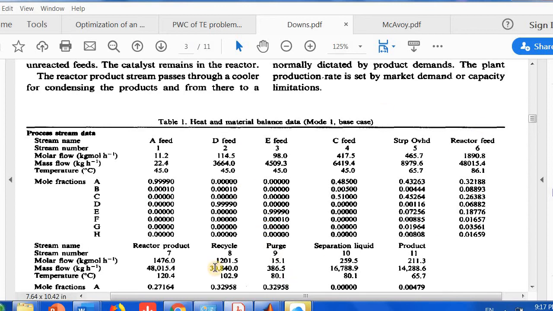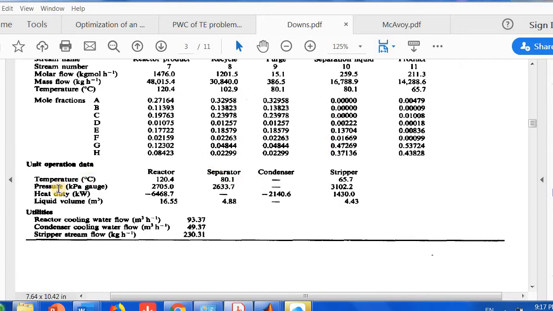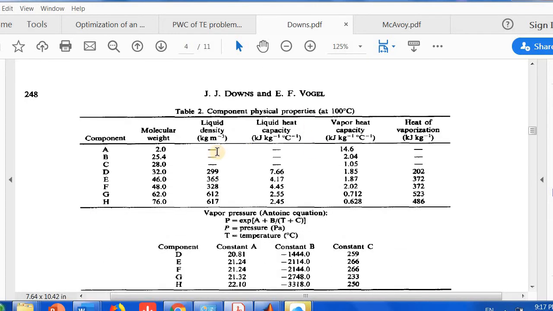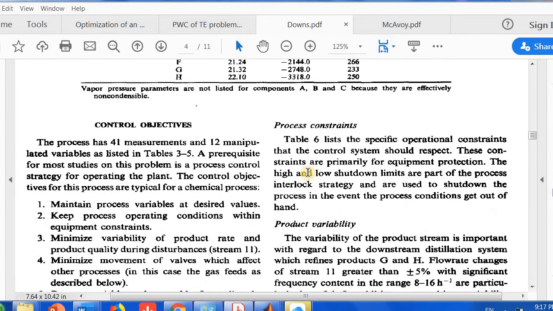This is the data that you have of the heat and material balance, all the data of temperature, pressure, heat, liquid volume, reaction, cooling water, all of the data you have. And the physical properties, the activation energy, the heat capacity, and so on.